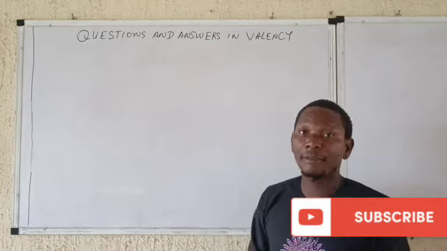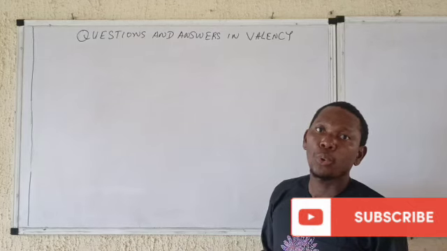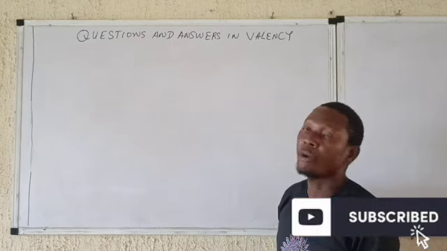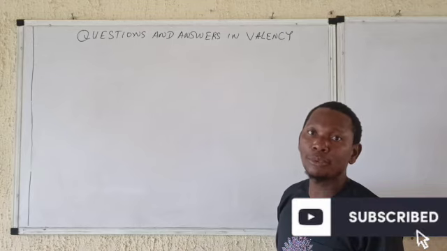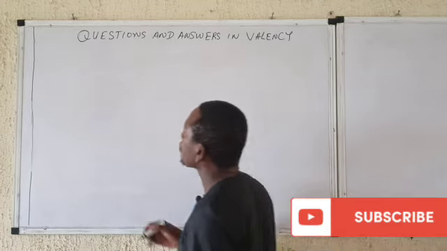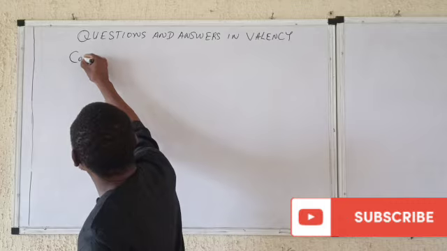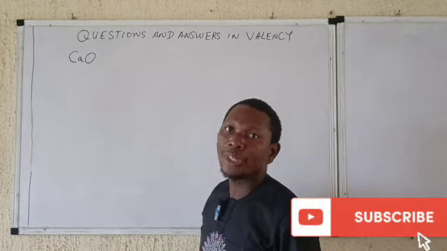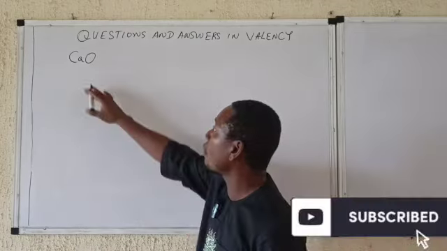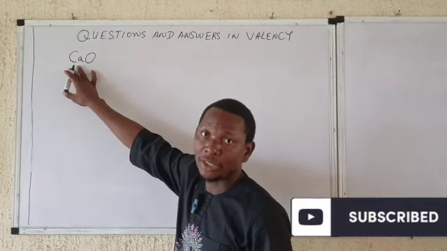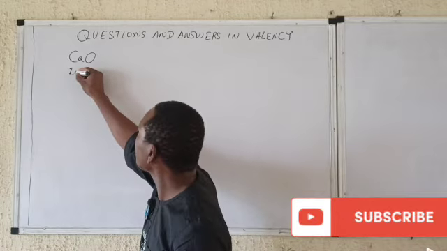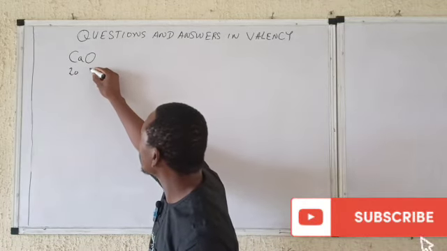Now, if I ask a very simple question, what is the valency of calcium or of oxygen in calcium oxide? Calcium oxide is written like this. So, as usual, you can easily draw the structure of calcium and you can draw the structure of oxygen. Calcium is 20, oxygen is actually 8.